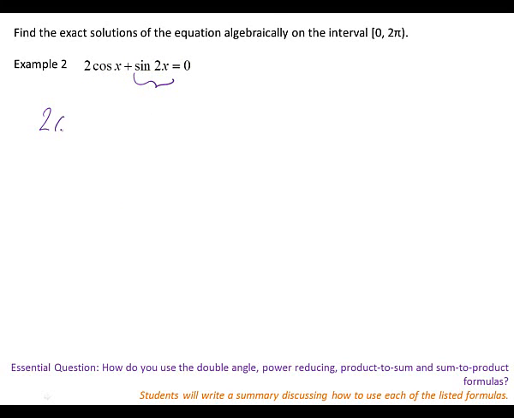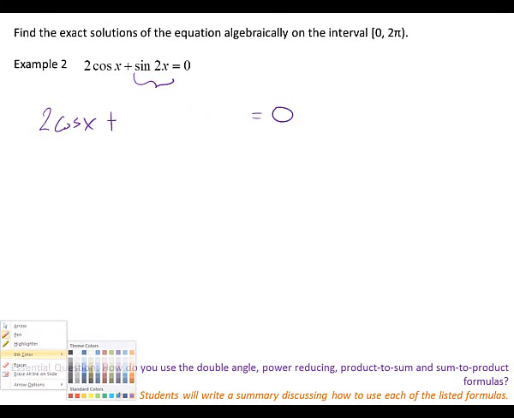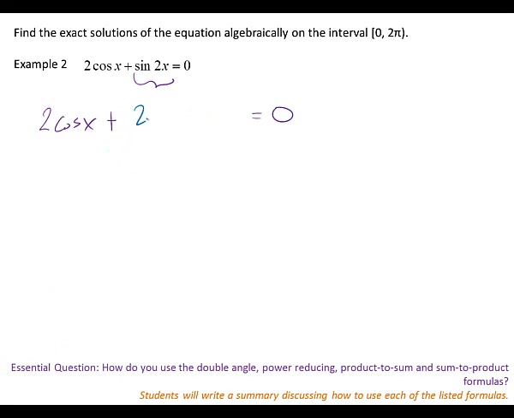So I've got 2 cosine x, which is going to stay exactly the way it was, and I'm still going to be equal to 0. What can I put in for the sine 2x? What's the double angle that replaces it? 2 sine x cosine x. Good.